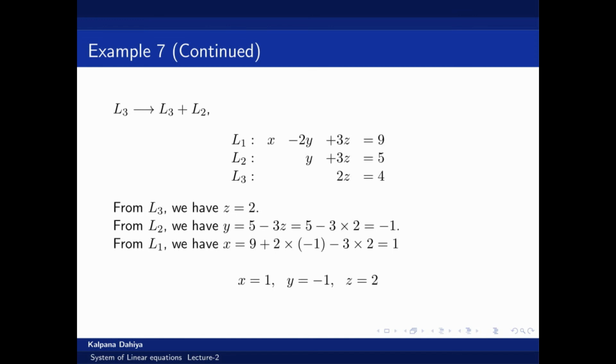We can use back substitution and we can find out the values of these variables. So from the third equation, we have z equal to 2. Now after calculating z, we use second equation and we can find out the value of y by substituting z equal to 2. So finally y is minus 1. Now z is 2, y is minus 1. We use first equation L1 in this echelon form and we can find out x, and x is 1. So finally this answer is x equal to 1, y equal to minus 1 and z equal to 2.